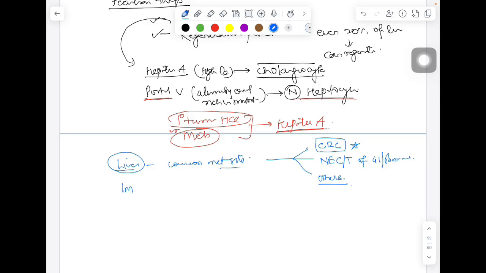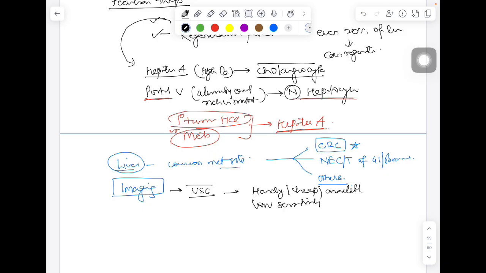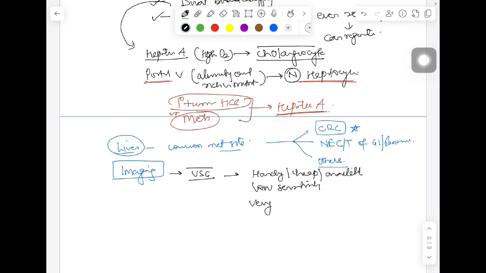Now how to look for it? Imaging. Which imaging modality is better? So we have USG. I will just rush through it. USG is handy, cheap, available, but has low sensitivity and cannot pick up smaller lesions. It is very useful for image-guided procedures. When we are doing a biopsy or microwave ablation and putting in the probe, USG will come to help. So this is for USG.